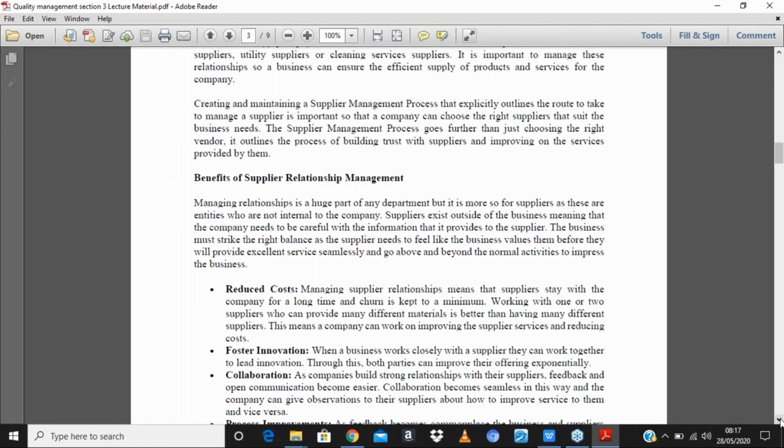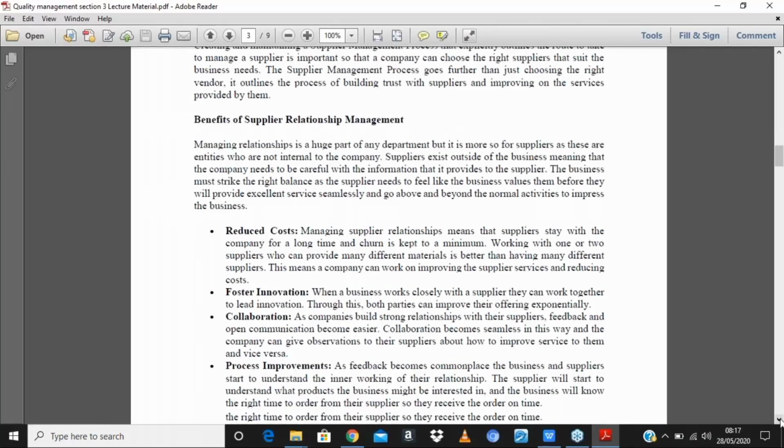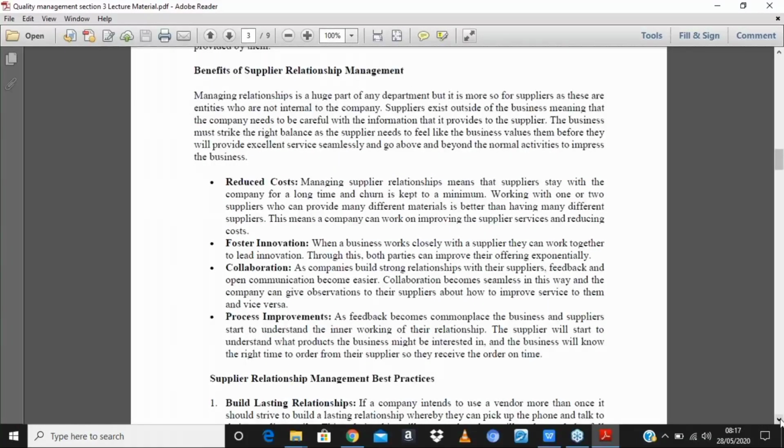So what are the benefits if you have good supplier relationship management? Some of the benefits, first of all, you will always get discounts. We call it reduced cost. Okay, I'm sharing my screen. You can take down the points. Very important. Benefits of good supplier relationship management: there will be reduced costs. When you do business with somebody over a long time, you stand to benefit from getting discounts. So the first benefit you get is a reduction in cost.